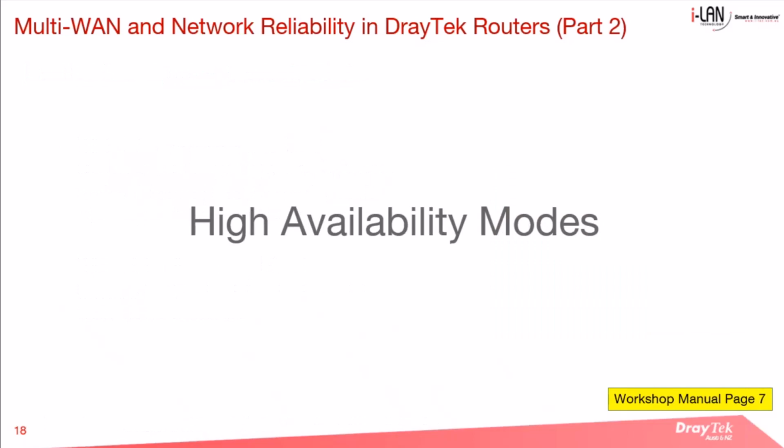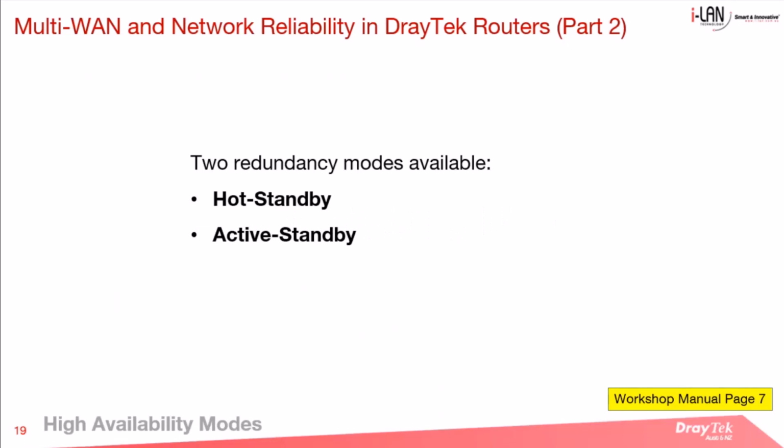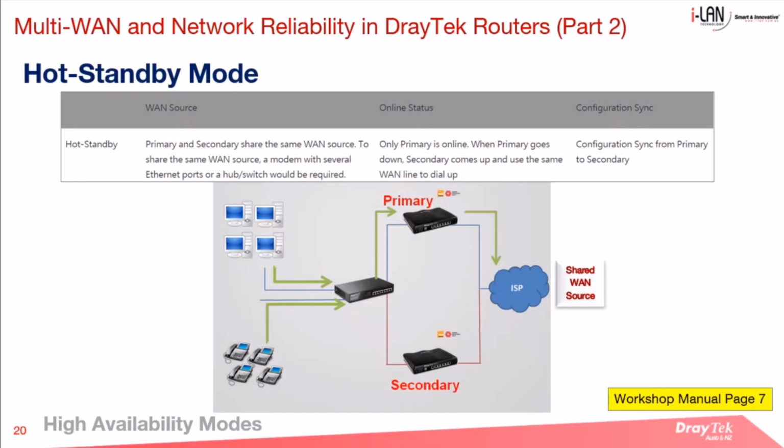Let's now look at the high availability modes. There are two modes available, which were mentioned in the intro and the video: hot standby and active standby. The first one we will look at is the hot standby mode. Here, both the primary and the secondary router share the same WAN source. To do that, you either need a modem with several Ethernet ports, like a Vigor 167, or a hub or switch in between the modem and the two routers.